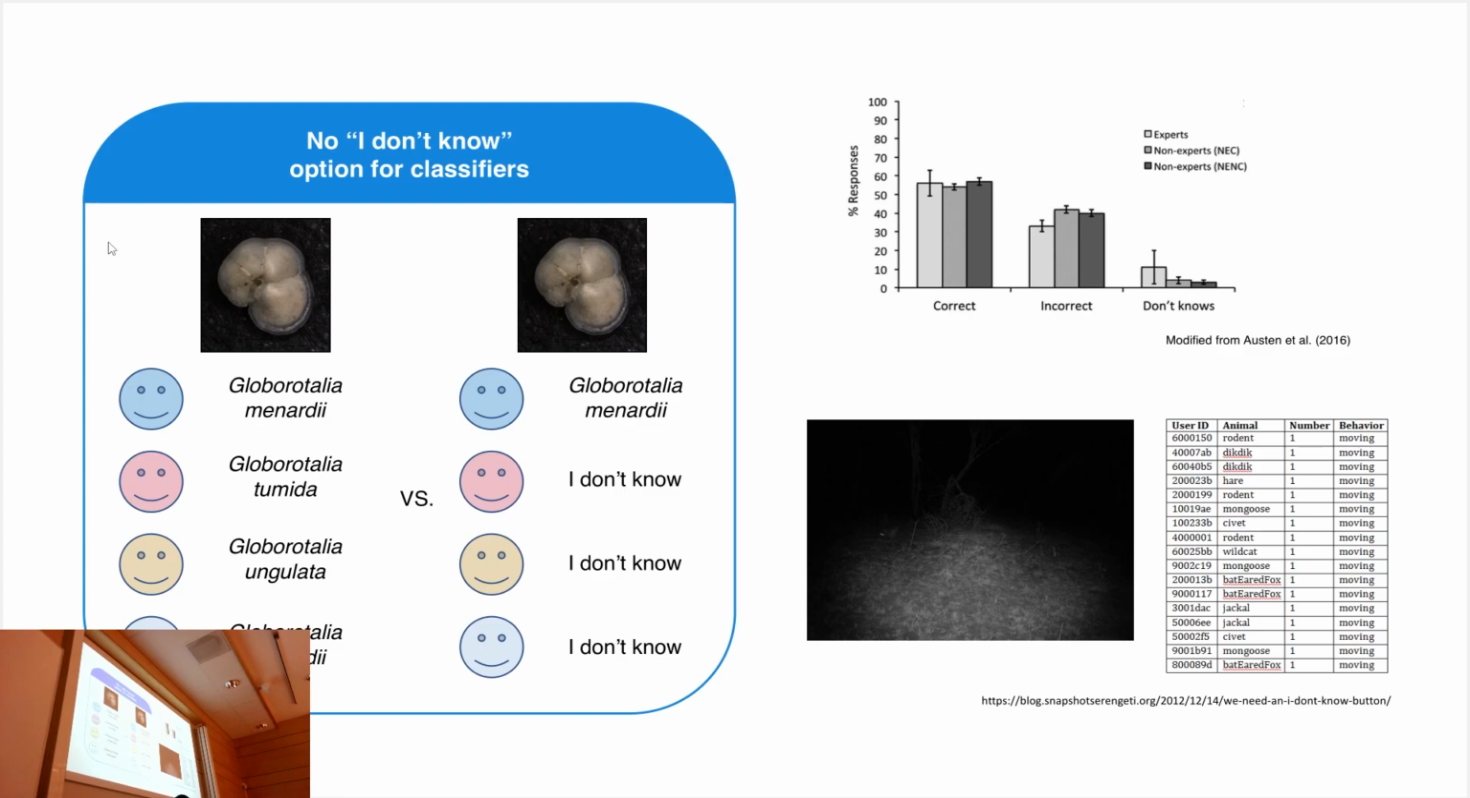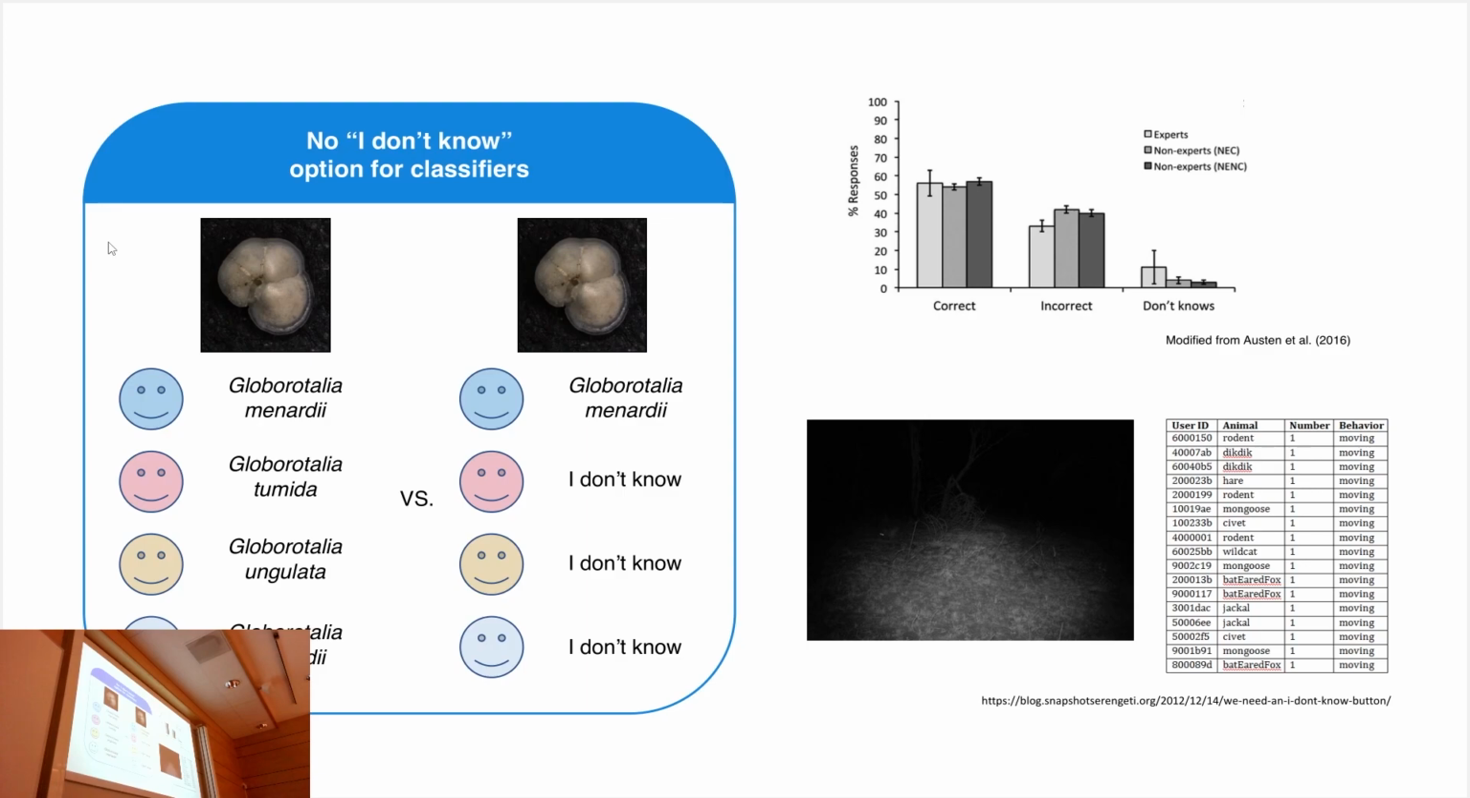And then this here is an example from Snapshot Serengeti, which some of you have probably heard about, where they had these camera traps in the Serengeti. And they were trying to get, this was a citizen science project where they got people to look at these images and identify what was in them.